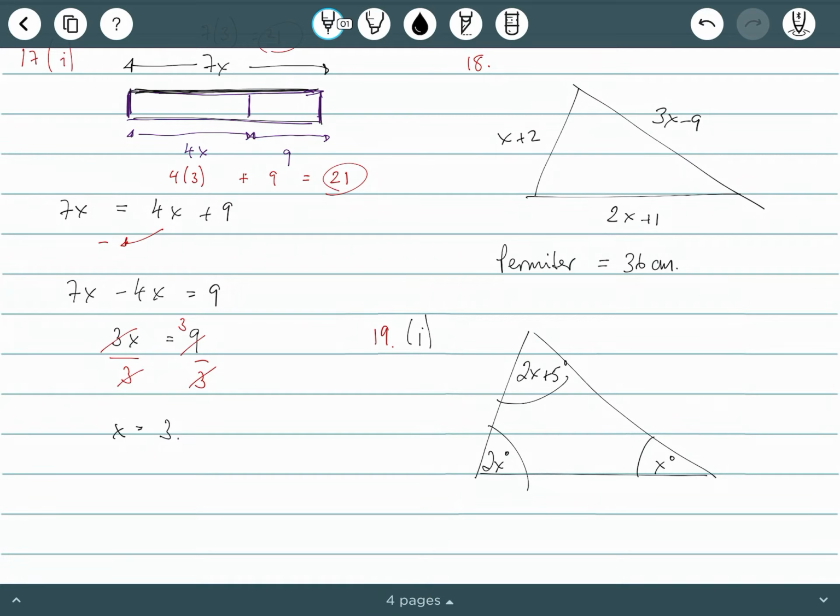Now, I know that all the angles in a triangle must equal 180 degrees. So that means that this angle, 2x plus 5, and this angle 2x, and this angle x, those three added together must equal 180. So 2x plus 5 plus 2x plus x will be equal to 180. Therefore, you have an equation, so it should be easy enough for you to solve for x. Again, I won't do that for you.